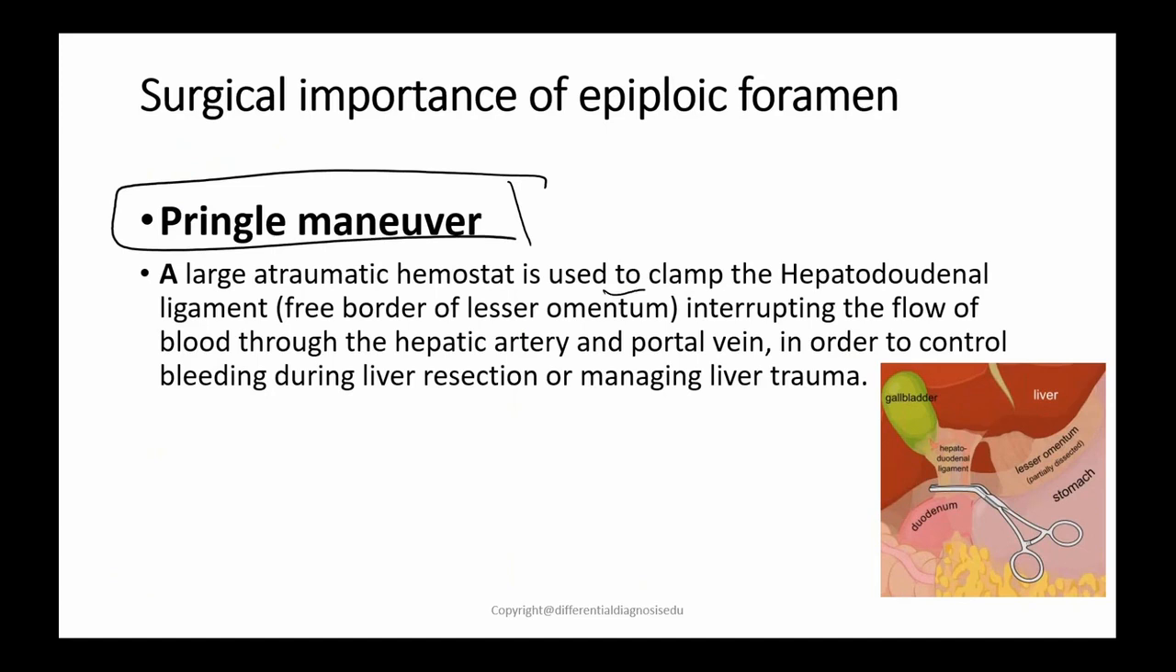It is used to clamp the hepatoduodenal ligament and interrupt the flow of blood through the hepatic artery and portal vein in order to control the bleeding during liver resection or managing liver trauma. So you can actually clamp it too. But let's say if the clamp is not available, you can actually put your finger in and apply pressure.